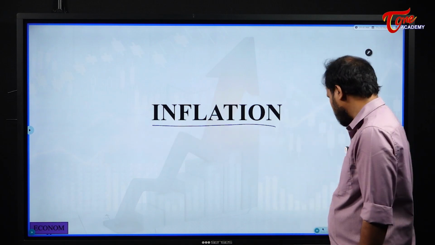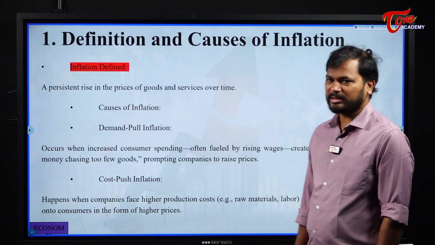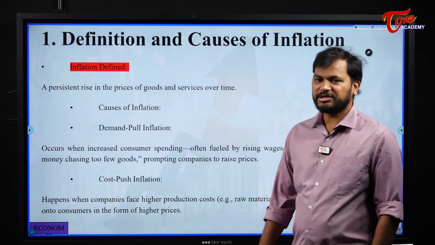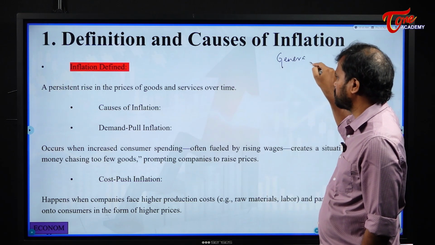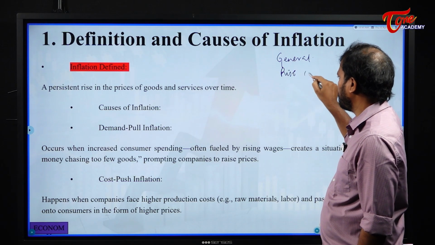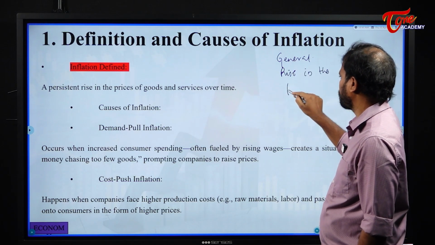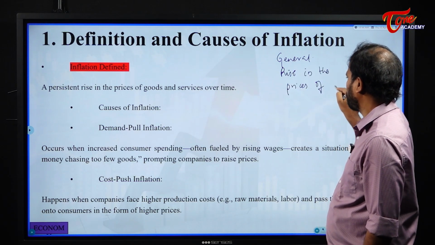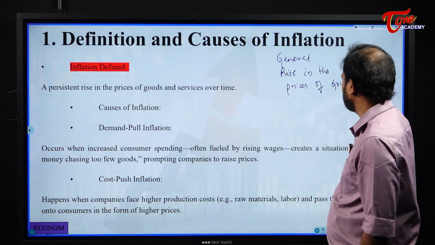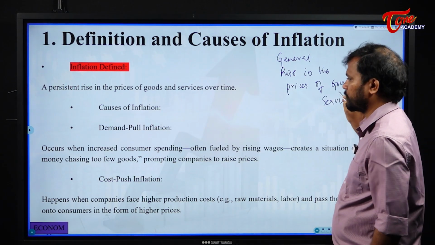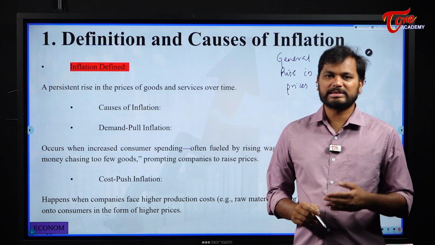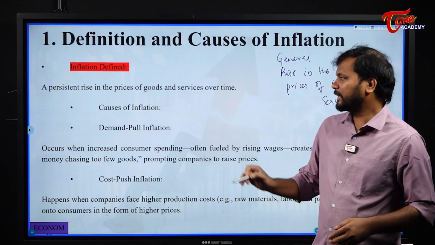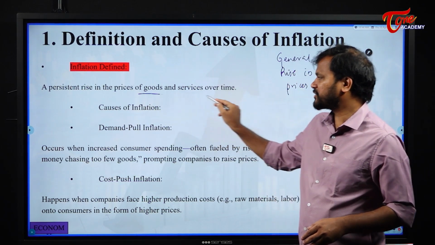Clear? Now, what is inflation? What do you understand by the term inflation? Inflation is nothing but the general rise in the prices of goods and services. Okay, if the prices of goods and services increase over time, that is what is called inflation.